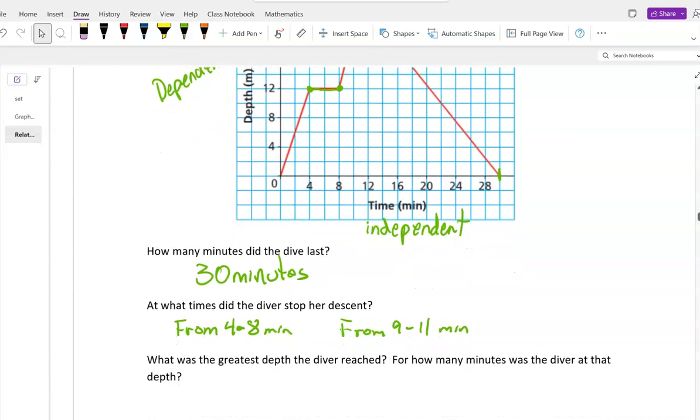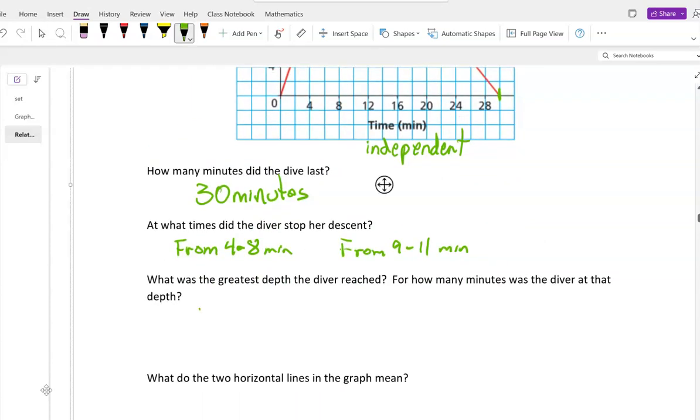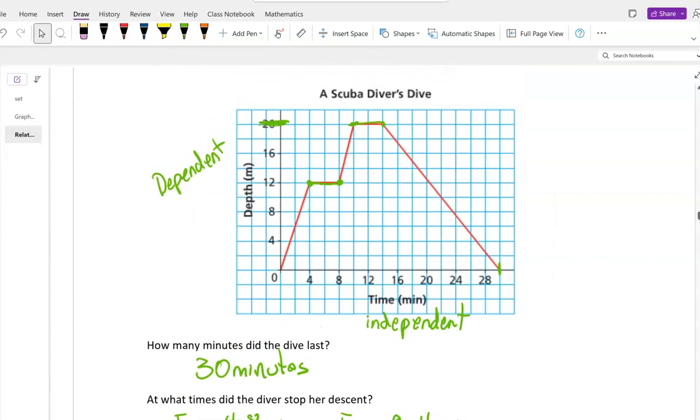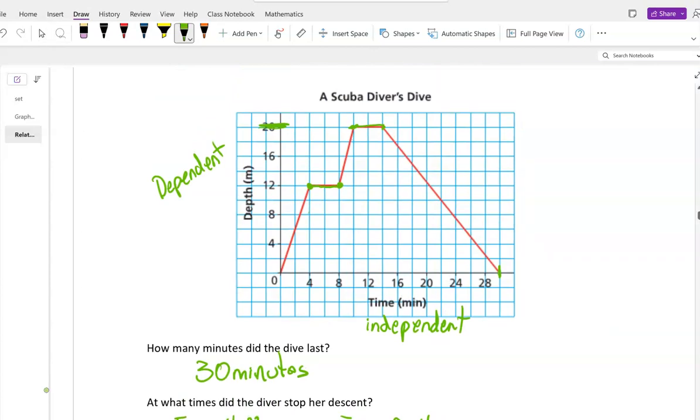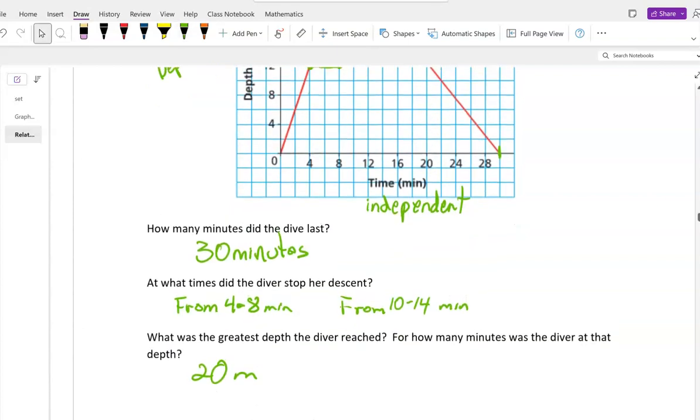What was the greatest depth the diver reached? This is depth. This is the biggest number we've got. So the deepest this diver got was 20 meters. For how many minutes was the diver at that depth? Well, what do we say here? Well, that's 10 to 14. I made a mistake here. So how many minutes? 20 meters for, looks like 4 minutes, from 10 to 14.